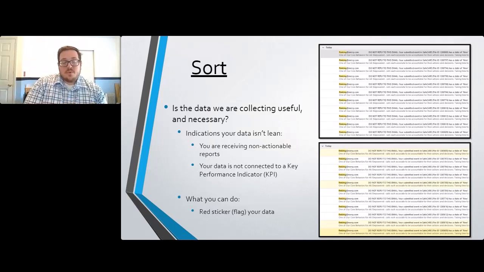So if you are receiving a report that's not connected to a KPI, one of the ways that you can reduce the amount of information that you're getting that may not be useful is to do what's called the red sticker process. So if we're doing this lean project, this 5S project in a physical space, let's say our decontam, what we're going to do is take a roll of red stickers or red dots, whatever you want to use, and we're going to put a red sticker on every item in that decontam space. When you use the item, you take the sticker off.